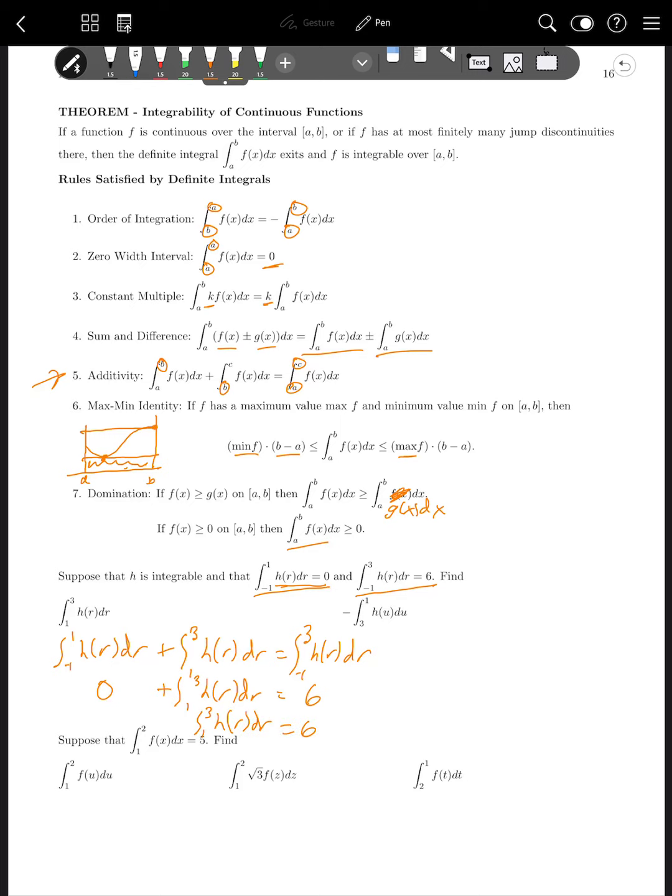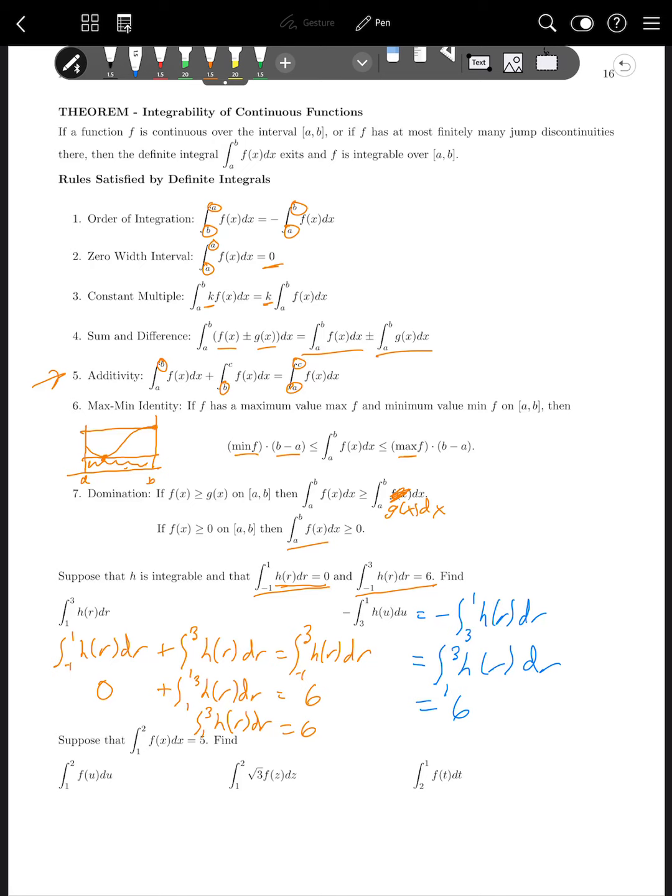Another really important thing for these is that the variable we're plugging in does not necessarily matter in these examples. So the integral from negative 3 to 1 of h of u du is going to be equal to the integral from negative 3 to 1 of h of r dr. Right? I can just replace the u's with r's. And then I can get rid of the negative by flipping this over. So this would be the integral from 1 to 3 of h of r dr. And we already know from the previous problem that that's 6. Okay, so that's the idea we're looking at here.